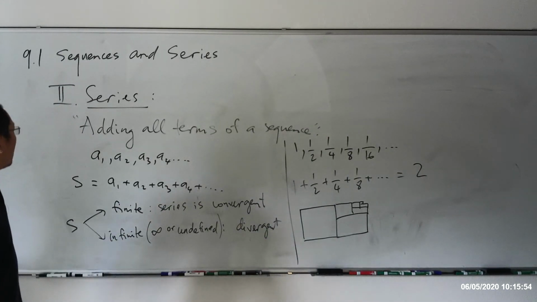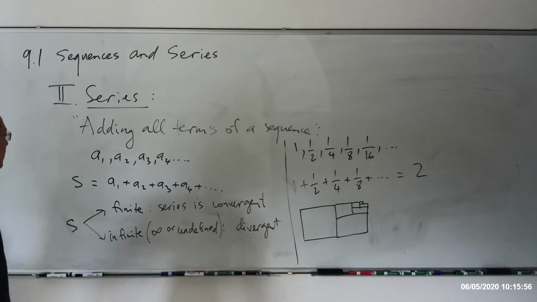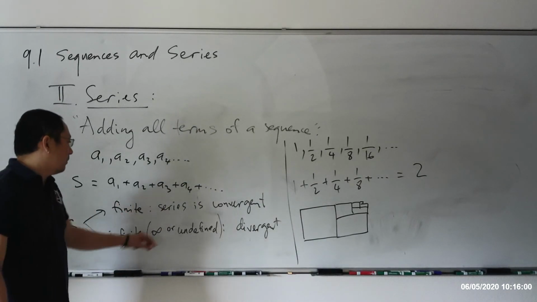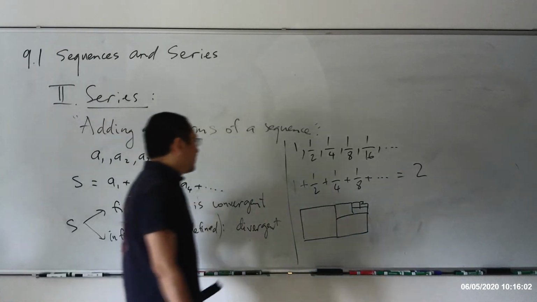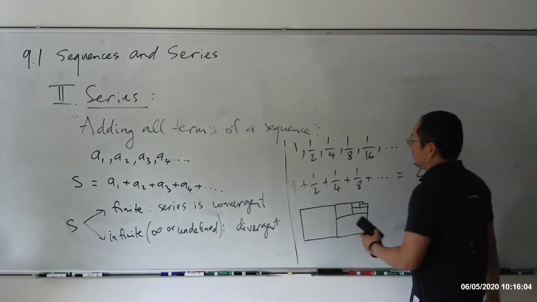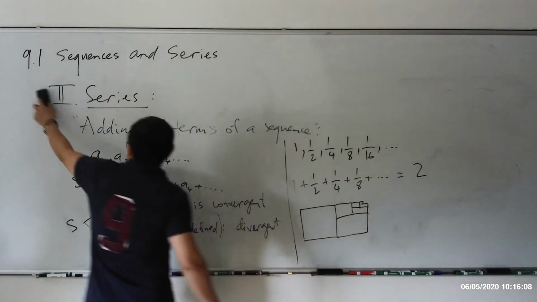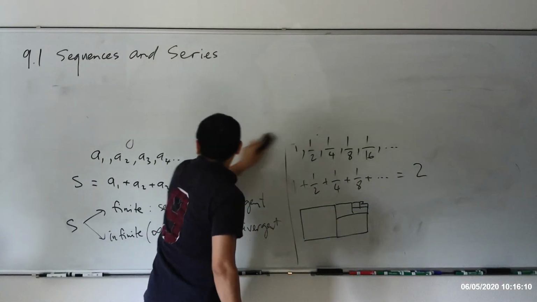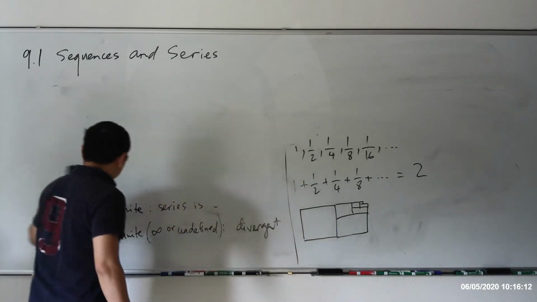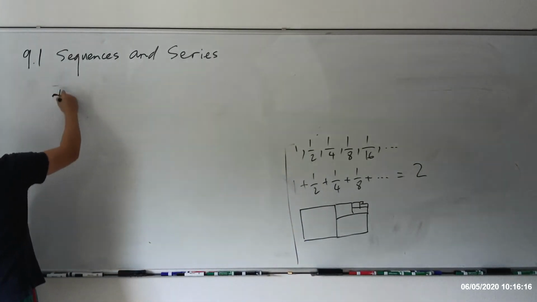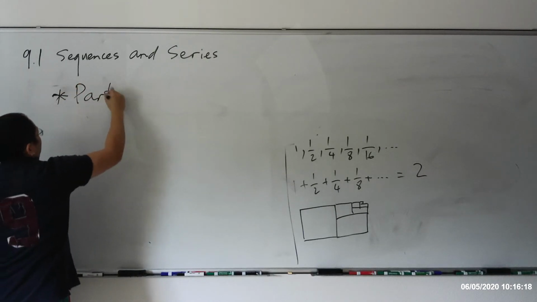Now let me talk about the one last thing for the day, partial sum. What if we cannot add up forever, but at least we can add just a partial of the sum, a finite number of terms? So I'm going to erase some in here. Something called partial sum.